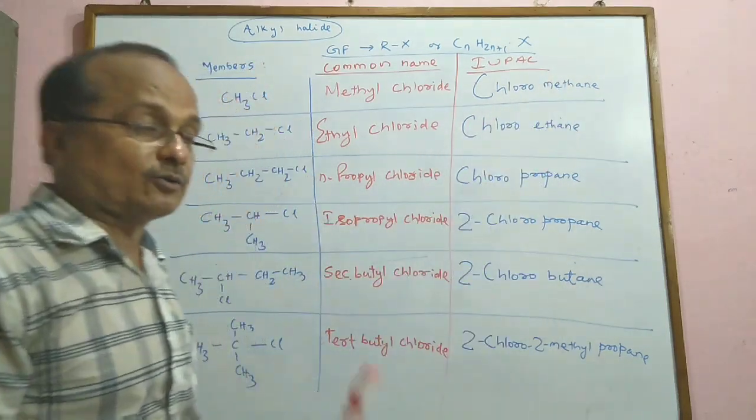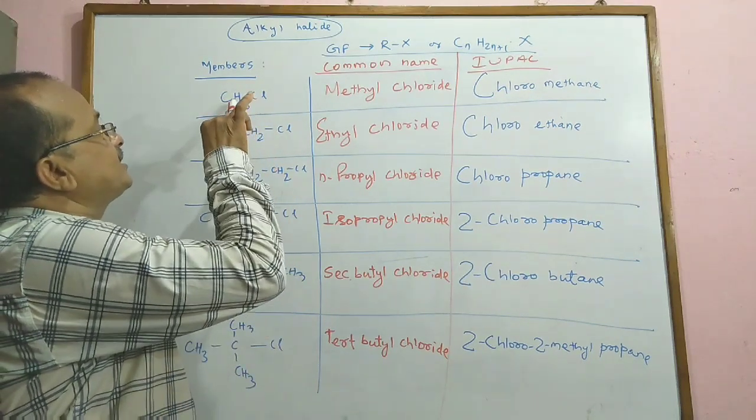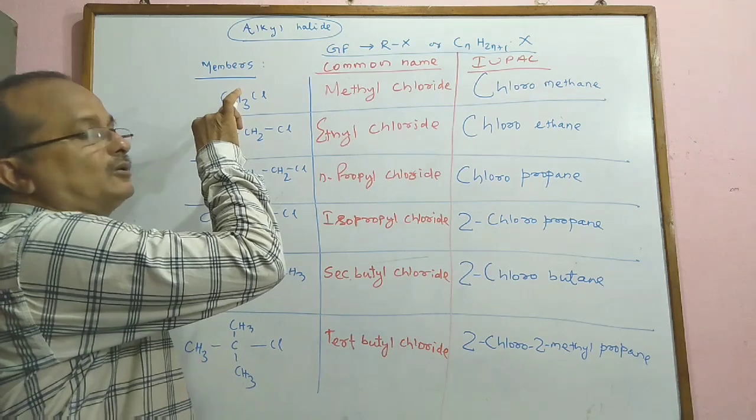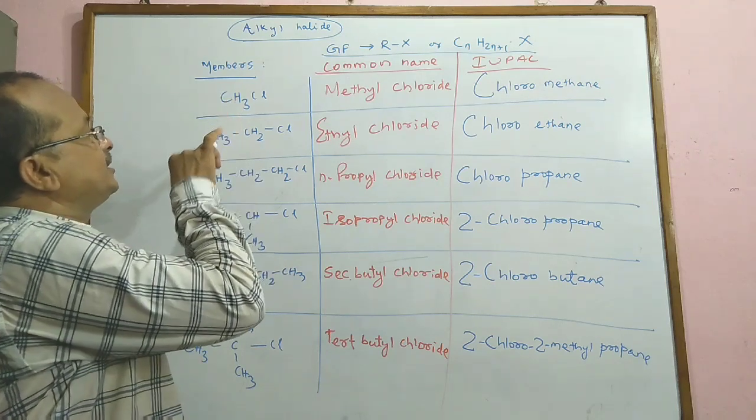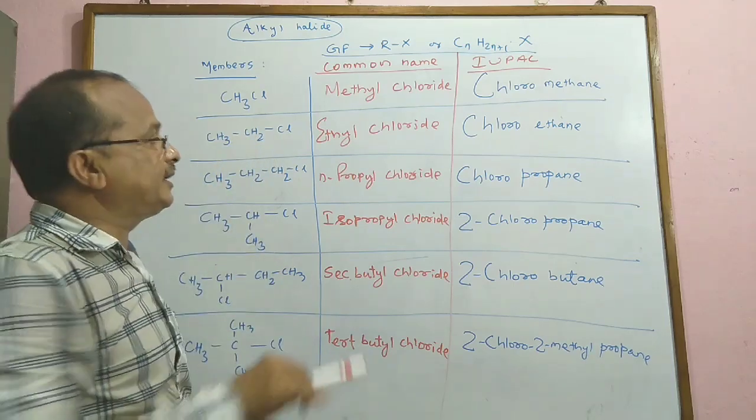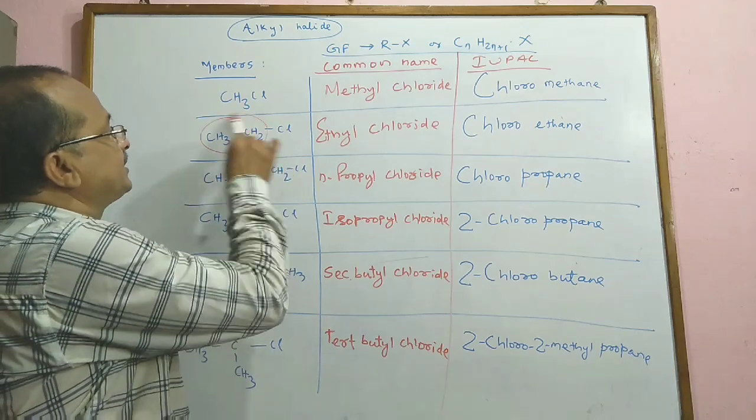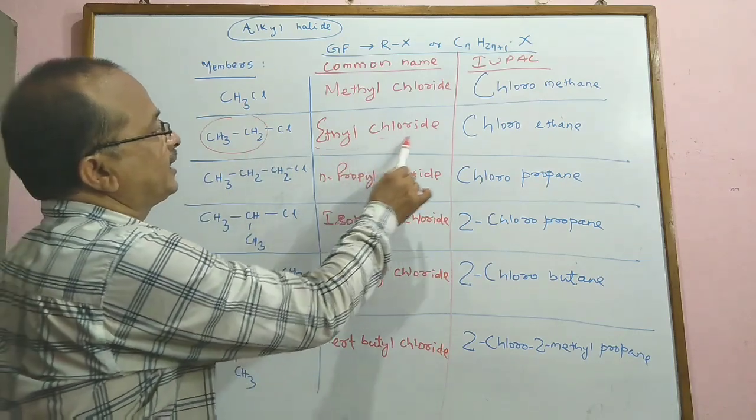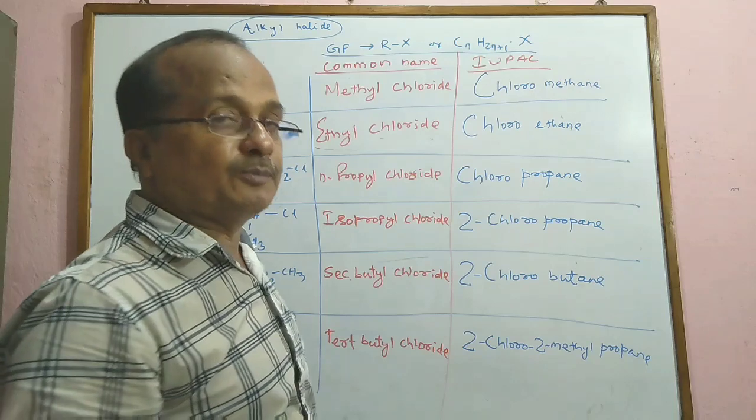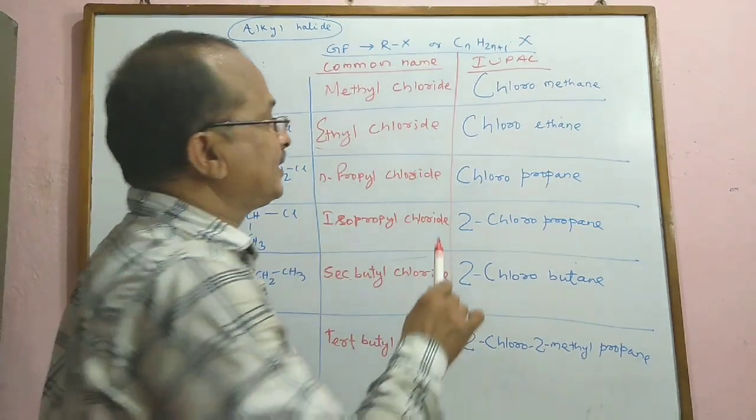So the next member is obtained by adding a CH2 group to this compound. So CH3 is here, CH2 is added, so the next compound is CH3CH2Cl, and this group is the ethyl group, that is why it is written ethyl chloride. In the IUPAC name, here 2 carbon atoms are there, so the parent compound is ethane, that is why it is named chloroethane.